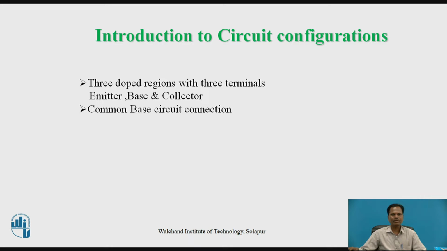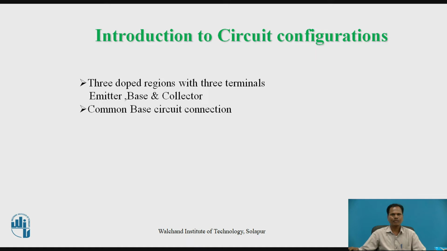Now let us go for the introduction to circuit configuration. The bipolar junction transistor, that is BJT, consists of three doped regions: emitter region, base region and collector region, with three external terminals, emitter, base and collector. A transistor can be connected and operated in one of three different circuit configurations: common base, common emitter and common collector.